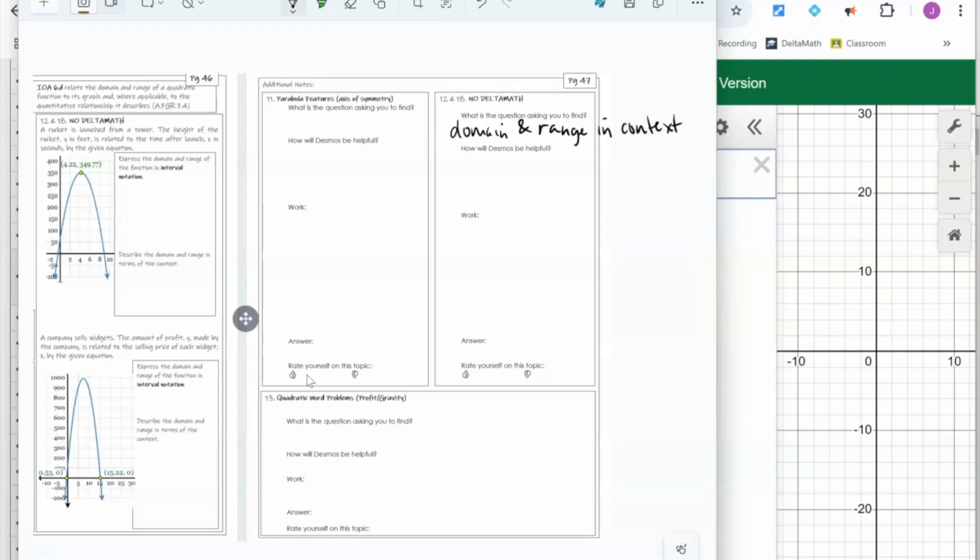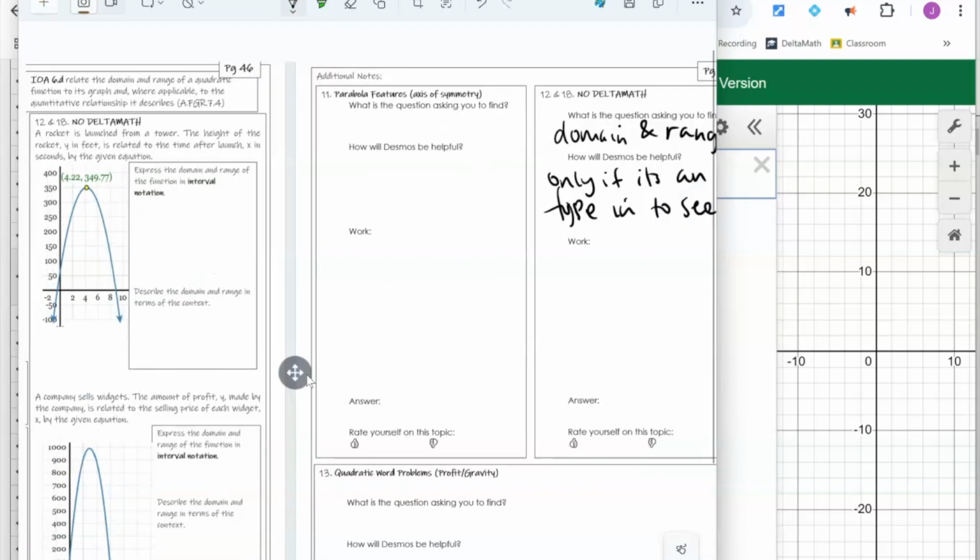How will Desmos be useful? Only if it's an equation to type in to see the graph. All right, so here's my work. So let's talk about it.